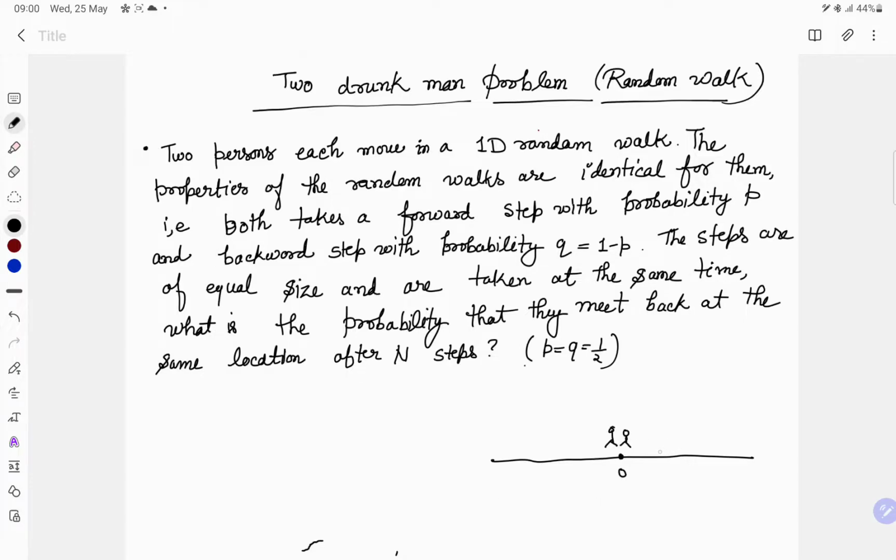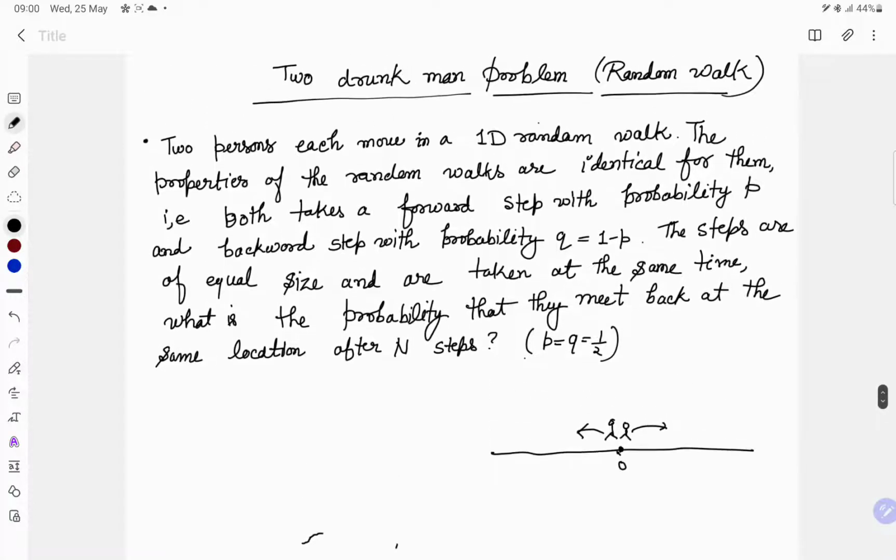Their properties of random walk are identical: both take a forward step with probability p equal to, let's say, 1/2, and a backward step with probability 1/2. The step sizes are also equal, and they start at the same time. So the question is: what is the probability that they meet back at the same location after n steps? They start from the origin, and after n steps, what is the probability that they will meet? So how do we proceed?